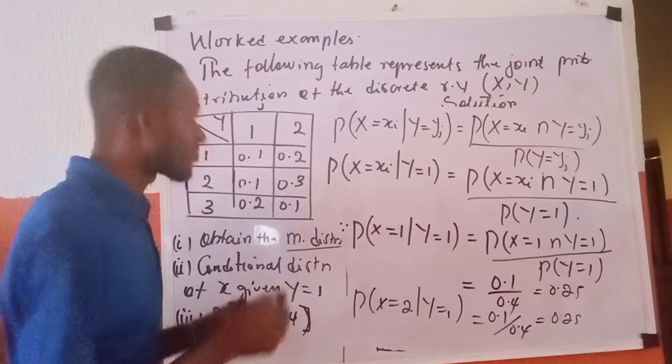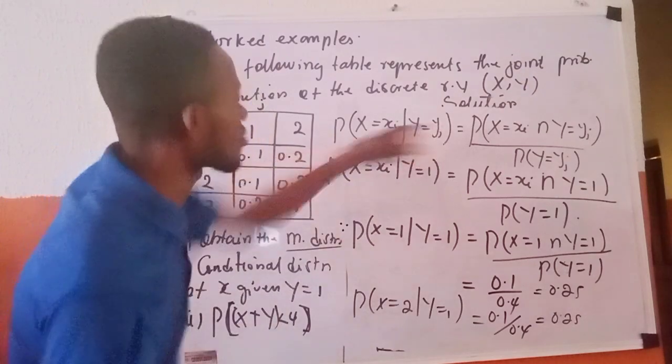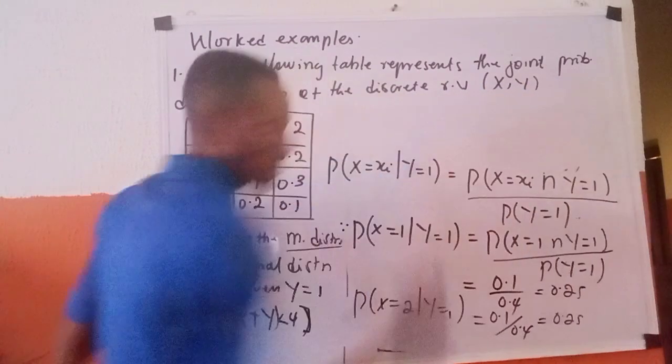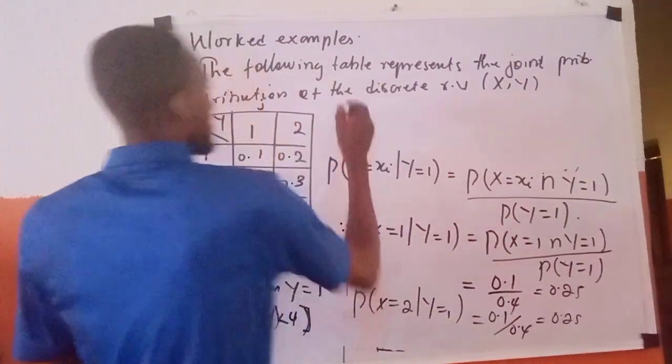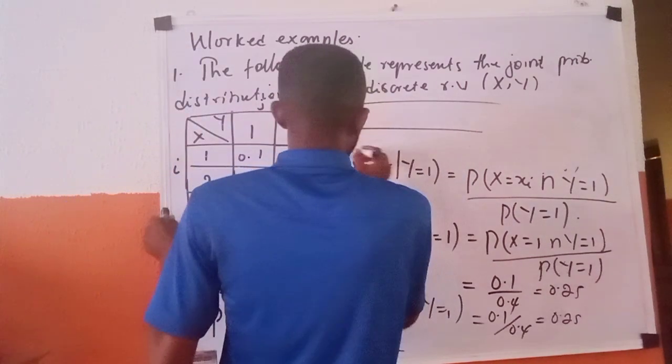Then you will be able to say that the conditional distribution is, you now draw a table. Now, permit me to clean this stuff here. You now draw a table this way, this way, this way, this way, and this way.